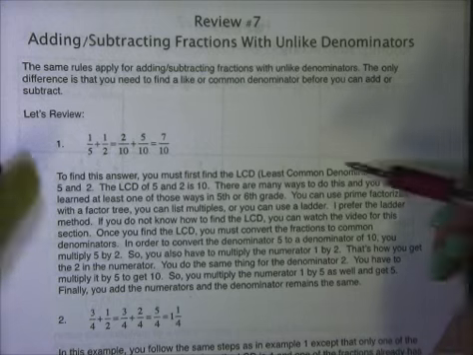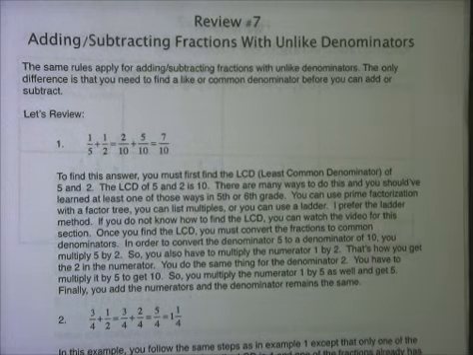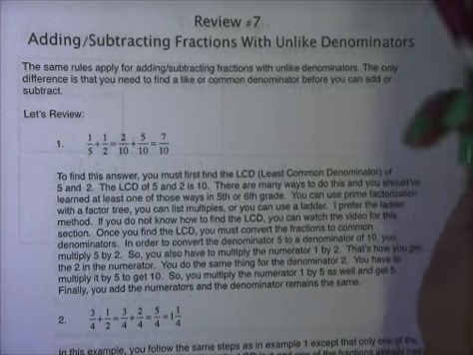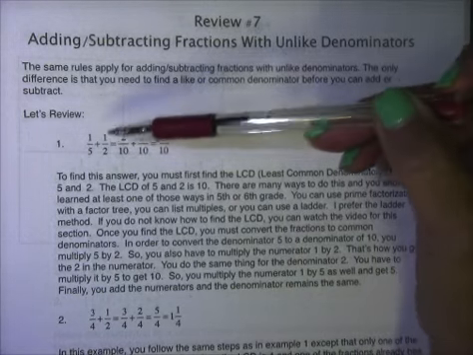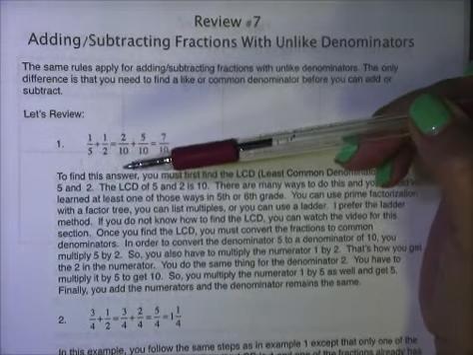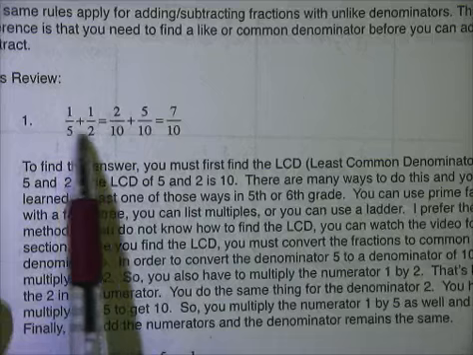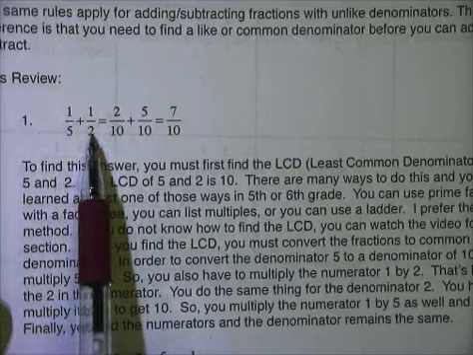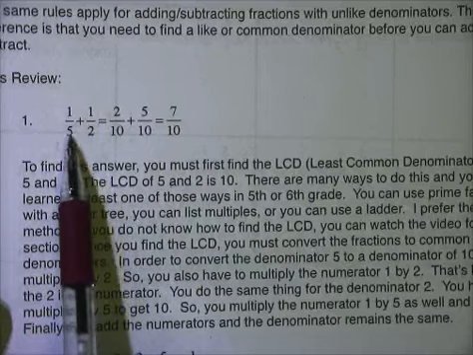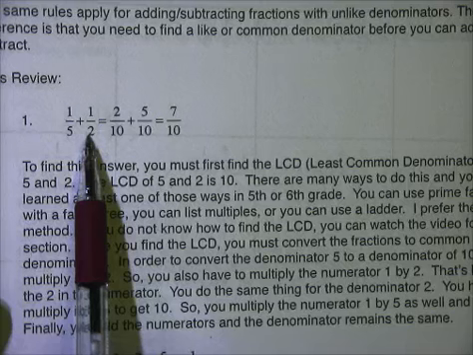So it would be good for you to read through the description, but since you're watching the video, I'm going to show you how I come up with these denominators. So we have 1/5 plus 1/2. We cannot add 5 plus 2 in a fraction form because 5 and 2 are not like denominators. So we have to come up with a common denominator.